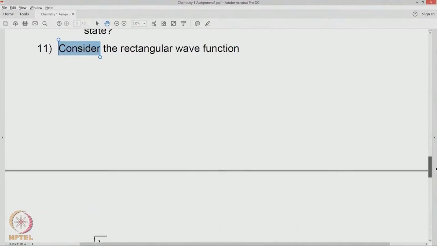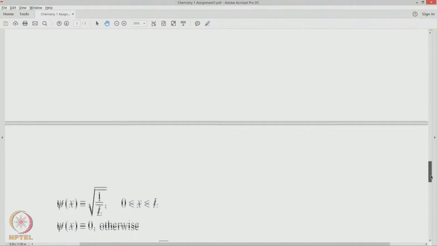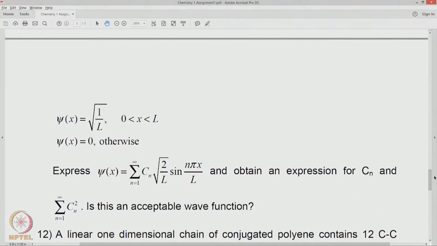Problem 11 is to consider the rectangular wave function psi of x, which is square root of 1 by L between 0 less than x less than L, and the function is 0 otherwise. You are asked to express this wave function as a linear combination of the eigenfunctions of the Hamiltonian, and also obtain an expression for Cn and Cn square. Is this an acceptable wave function?